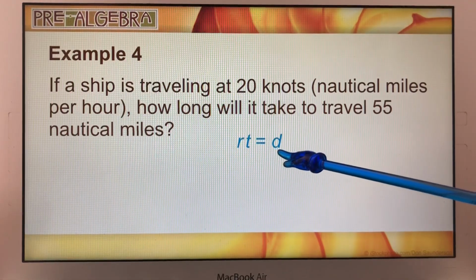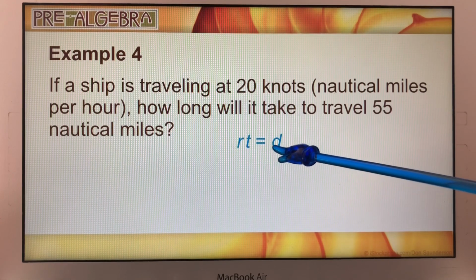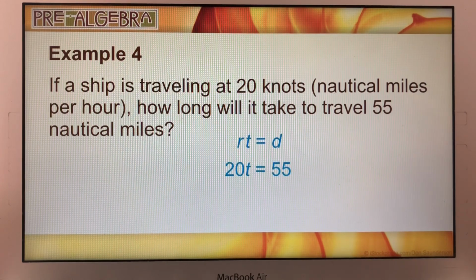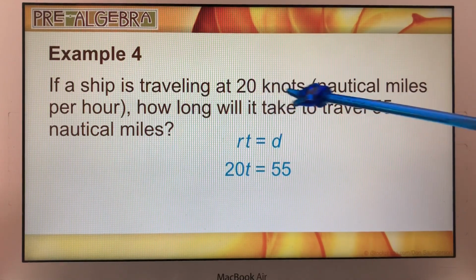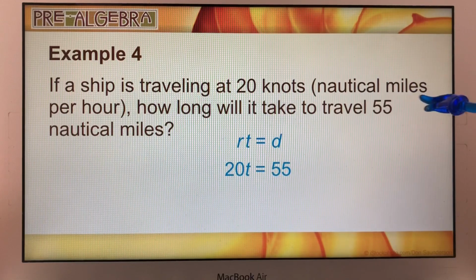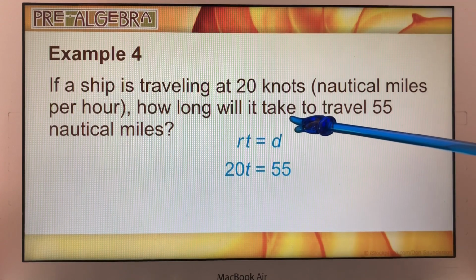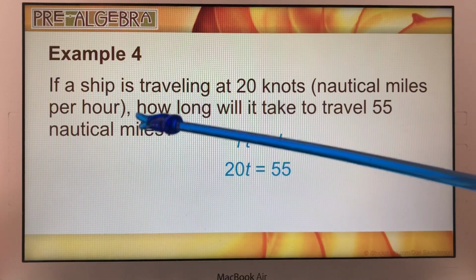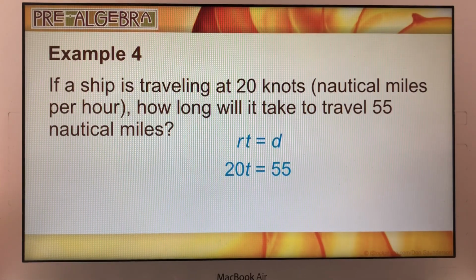And also we have to know that our distance formula states the rate times the time is equal to the distance. Okay, in our equation here, we're given 20 knots. That's the rate, nautical miles per hour. And then they want to travel 55 nautical miles. That's the distance, okay? And our question asks, how long will it take? So the time, that's what we're trying to find.